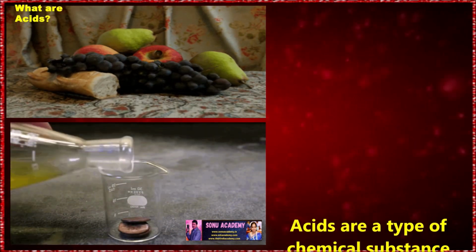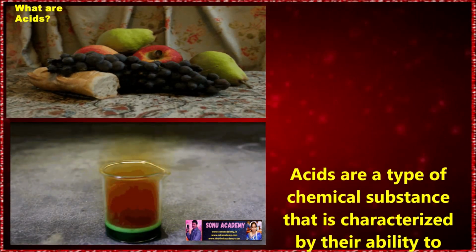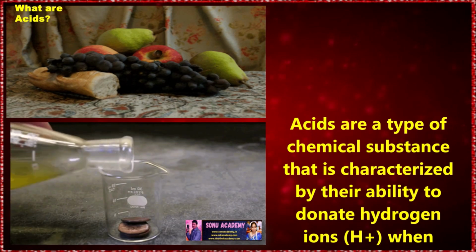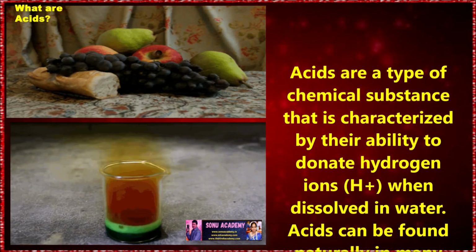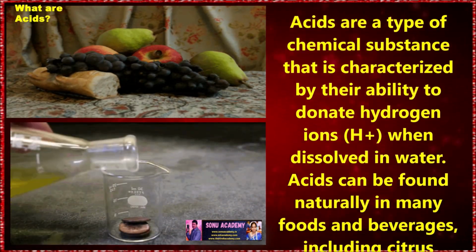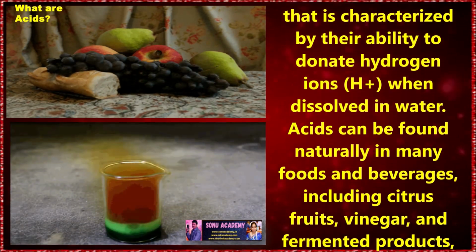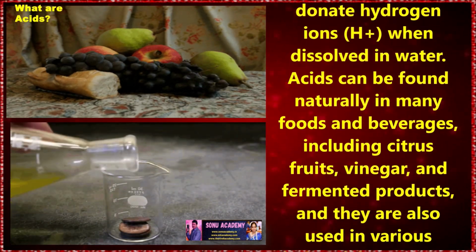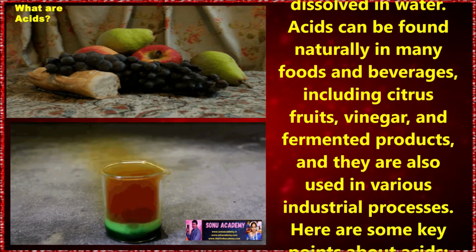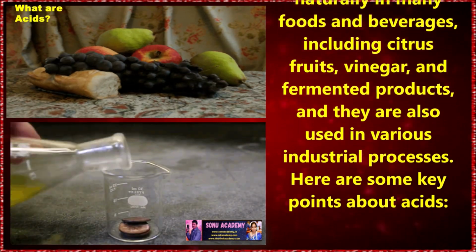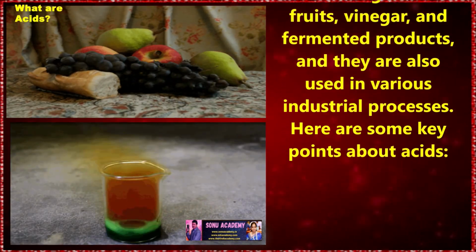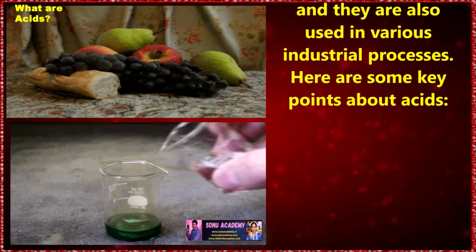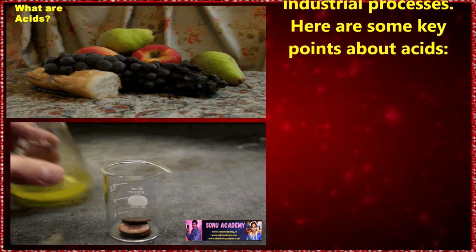Children, let us discuss in detail what acids are. Acids are a type of chemical substance characterized by their ability to donate hydrogen ions when dissolved in water. Acids can be found naturally in many foods and beverages including citrus fruits, vinegar and fermented products, and they are also used in various industrial processes. Here are some key points about acids.